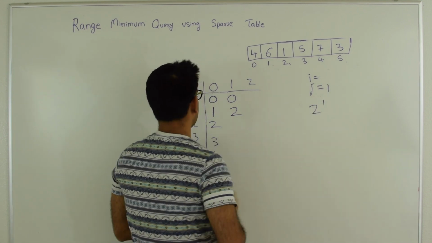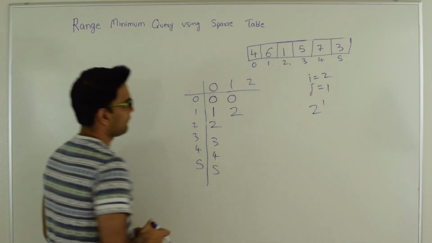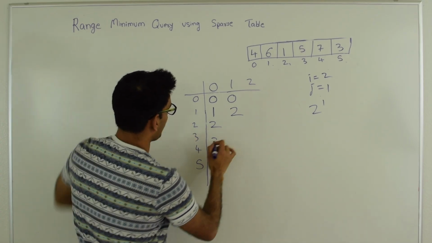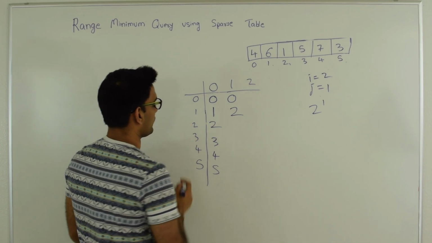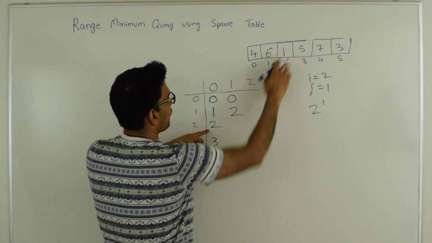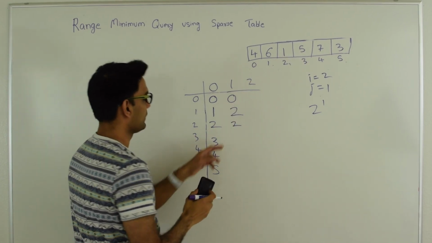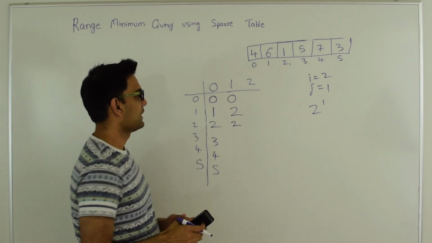Now my i becomes 2. When i becomes 2, again we are looking for the minimum between 2 and 3. At 2 we have 1, at 3 we have 5, minimum is 1, so this value also becomes 1. Value becomes 2, which is the index of 1.